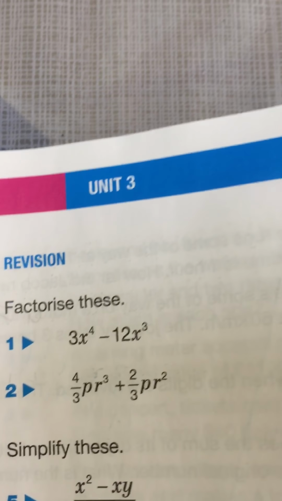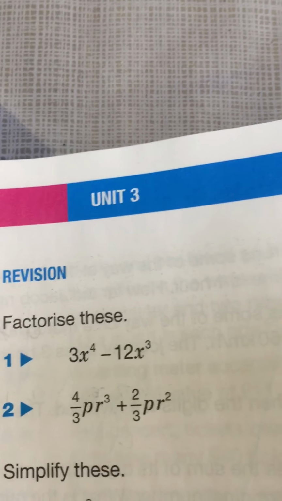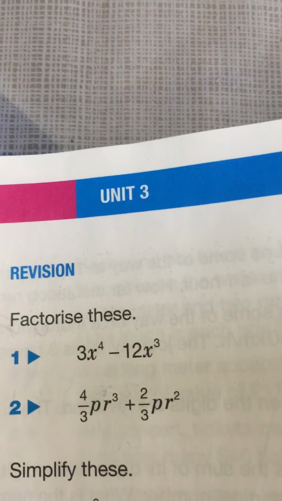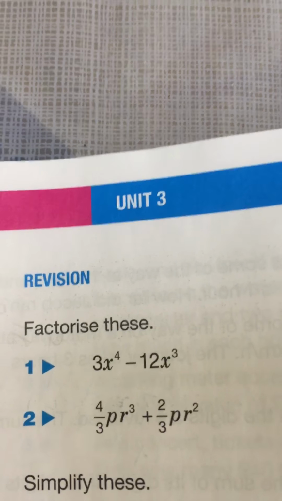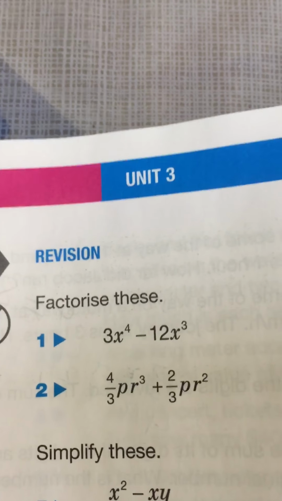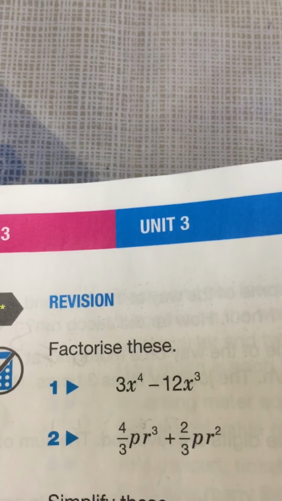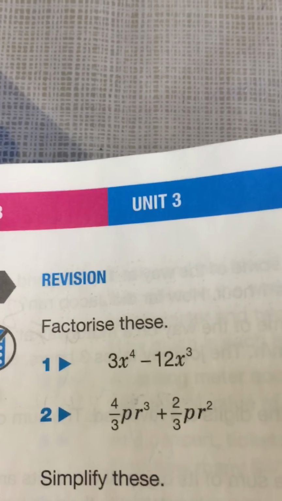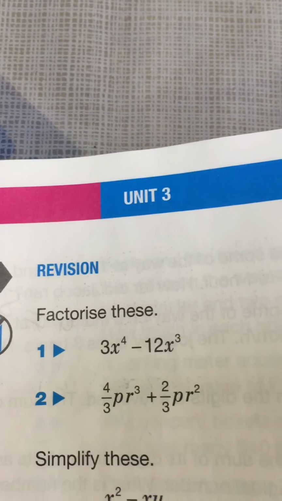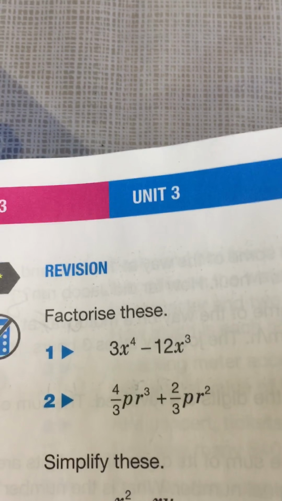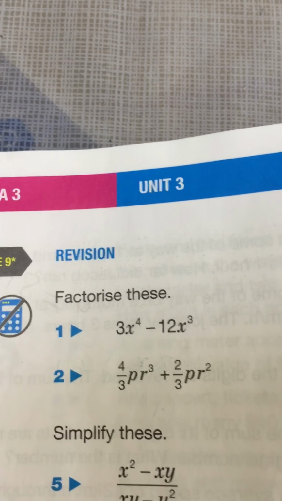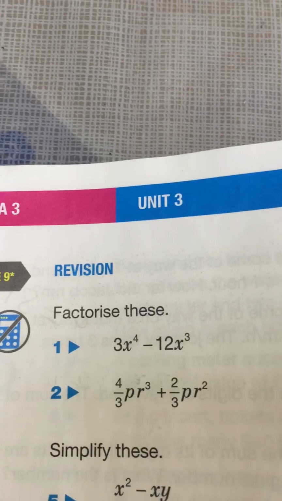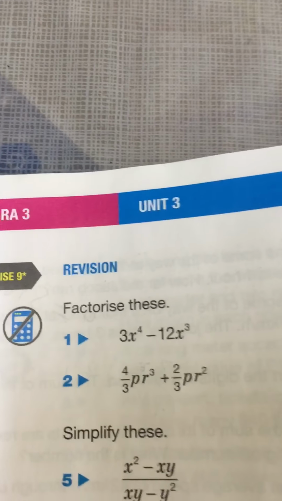Okay, the first problem, as you see, we have 3x^4 minus 12x^3, and he said factorize this. This is question 1, 2, 3, and 4. The meaning of factorize is to change this expression into factors. Factors means things multiplied with each other, maybe a variable multiplied by a bracket, or two brackets multiplied with each other, like this.